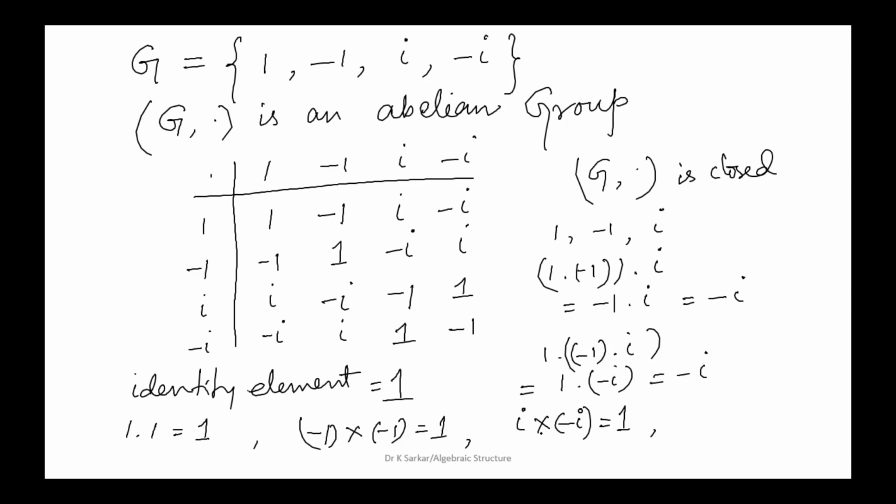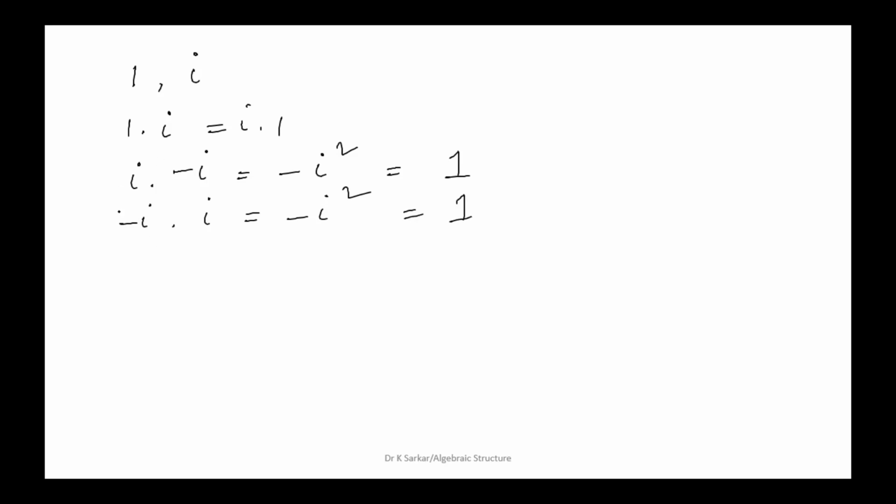Now, we have to check whether the commutative property holds or not. Let's take 1 and i. 1 into i is i into 1. They are the same, therefore the commutative property holds. It holds for i multiplied by minus i. You see minus i square, that is plus 1. And minus i into i, so minus i square, which is 1. Therefore, they are equal and the commutative property is satisfied. Hence, (G, multiplication) is an Abelian group.